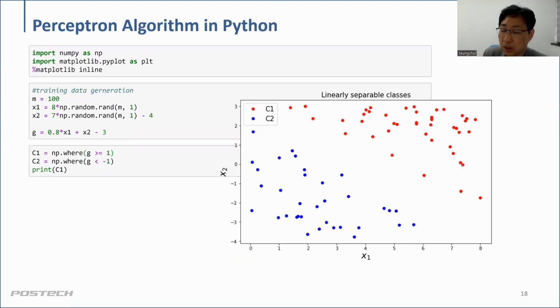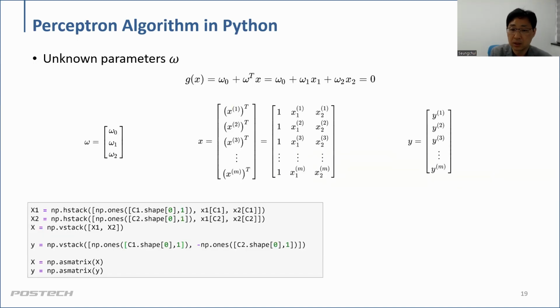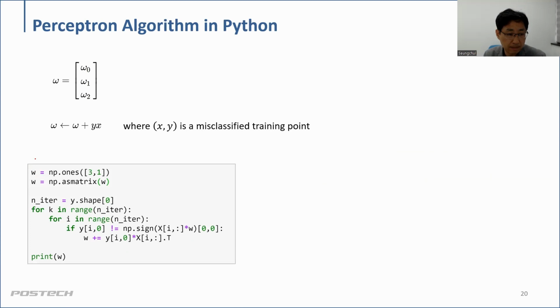The next thing is how can we implement it in Python? We randomly generate the training data set. As you can see here, it's red and blue, C1 and C2, and all of them are linearly separable. So I guess we can get some linear classifier using the perceptron out of these linearly separable classes. The unknown parameters are the omegas. So we do that, and this is the perceptron.